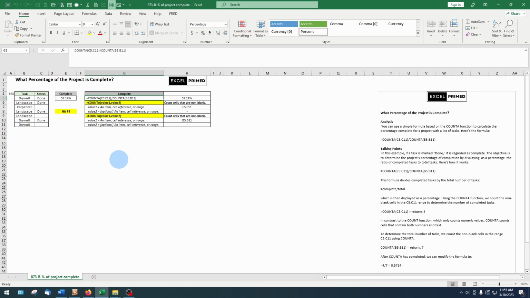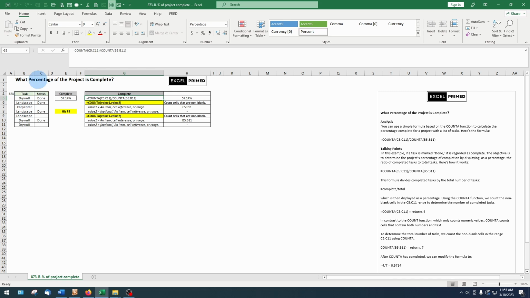Now, here's the thing with the COUNTA. It does not count blank cells. We can set a parameter, figure out what the percentage is done. So you can use a simple formula based on the COUNTA function to calculate the percentage completed for a project with a list of tasks. Here's the formula. COUNTA C5 to C11 divided by COUNTA B5 to B11.